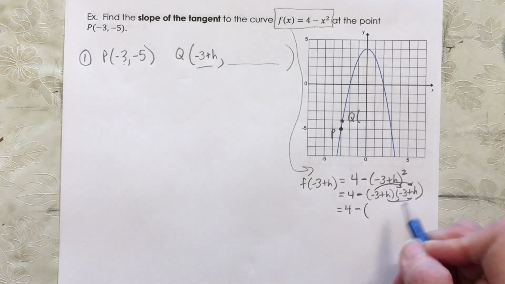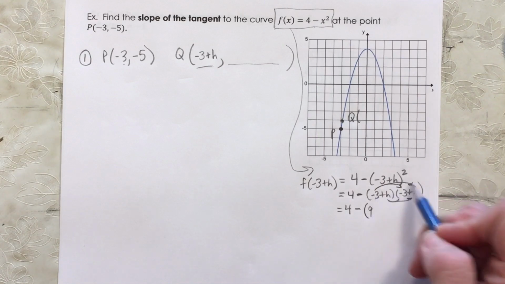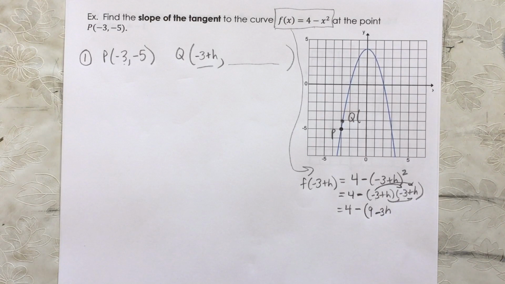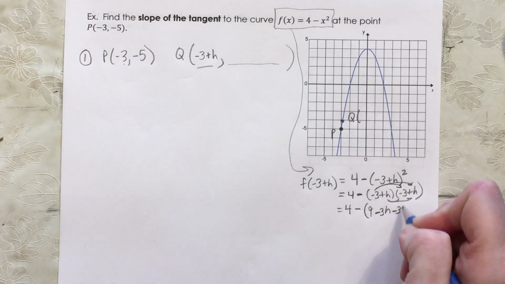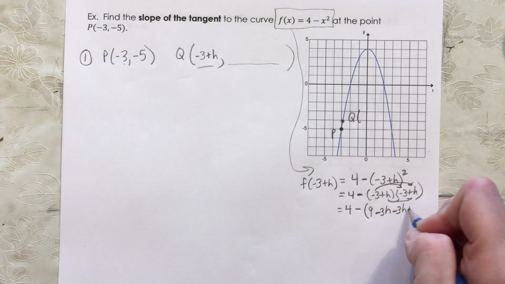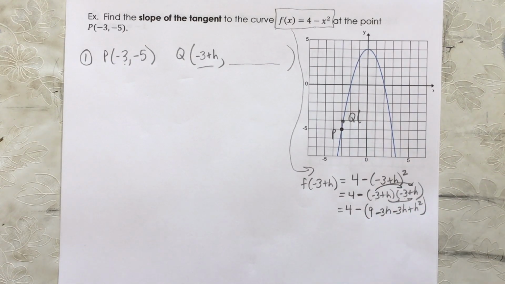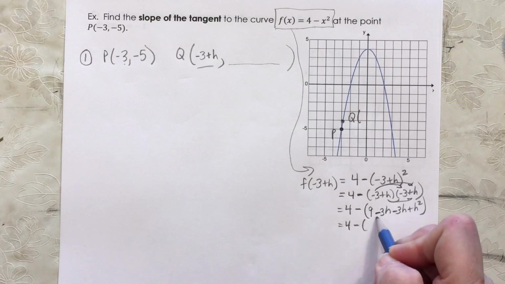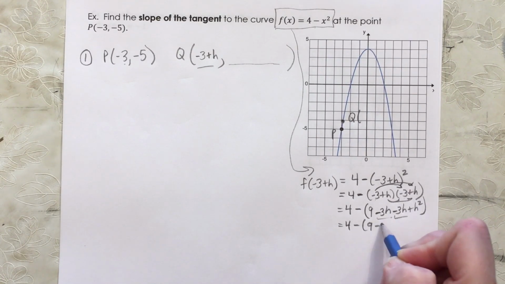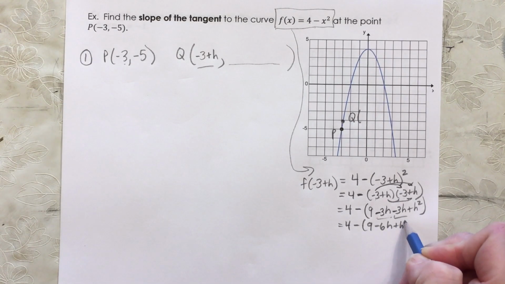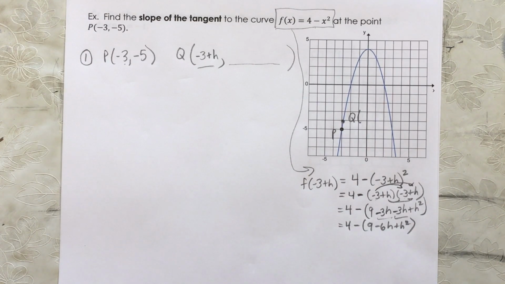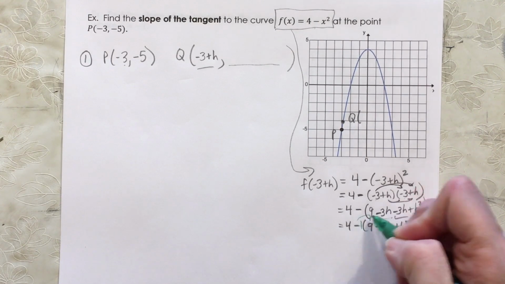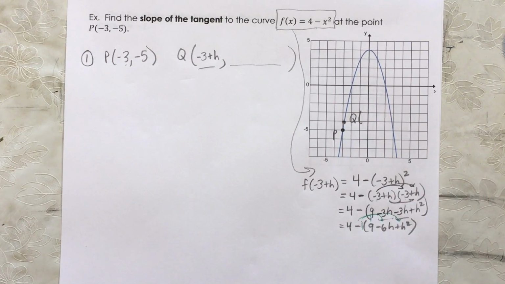So -3 times -3 is 9. -3 times positive h is -3h. h times -3, -3h again. And then positive h times positive h is positive h squared. And then maybe we want to tidy up by collecting these like terms in here. Now though, we're subtracting this whole thing. So we're acting like this is a -1 and then distributing it through here.